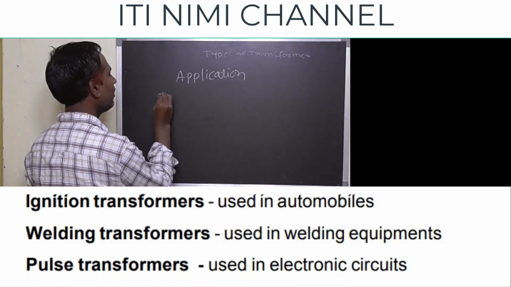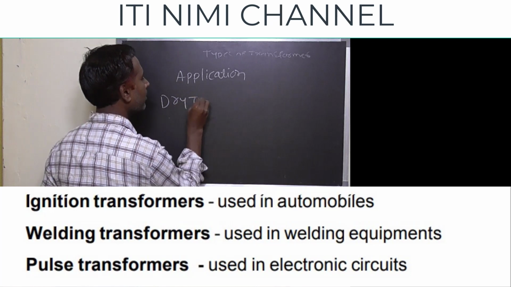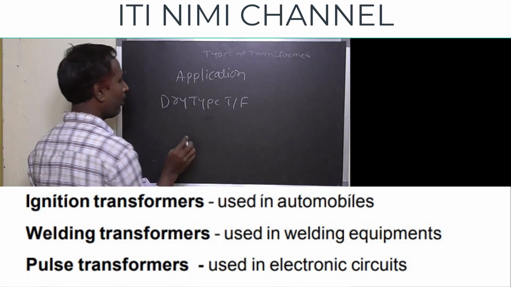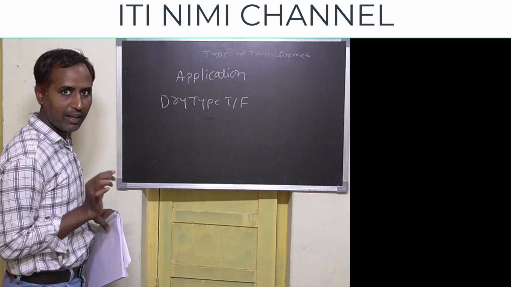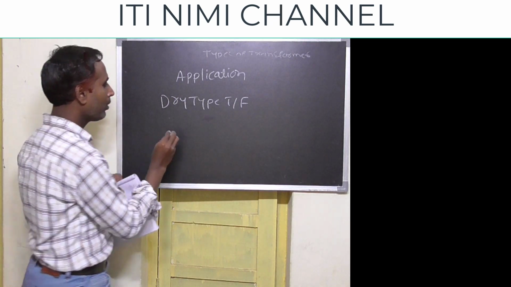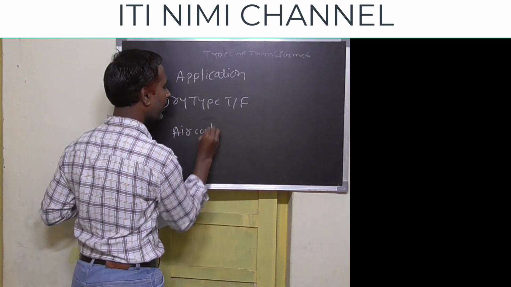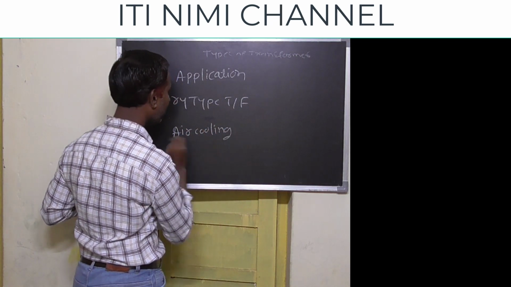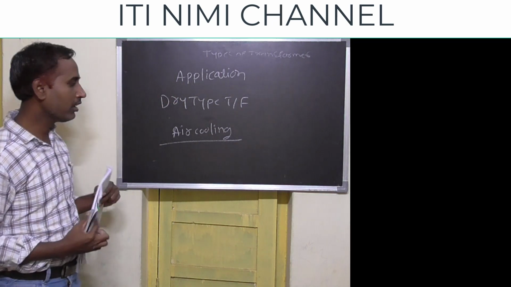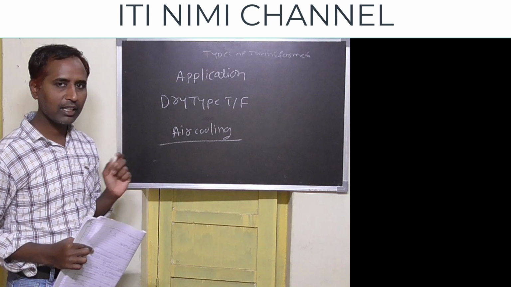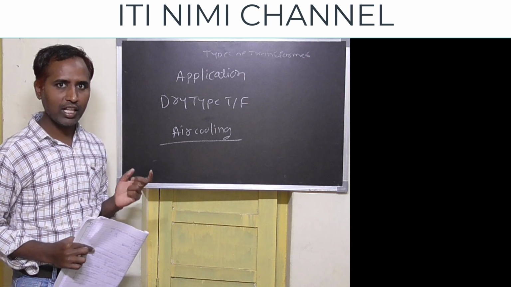The last one is the dry type transformer. Why do we call it a dry type transformer? Because the cooling is air cooling. Because of air cooling, we call the normal transformer an air cooled, dry type transformer. Okay friends, this completes the types of transformer.